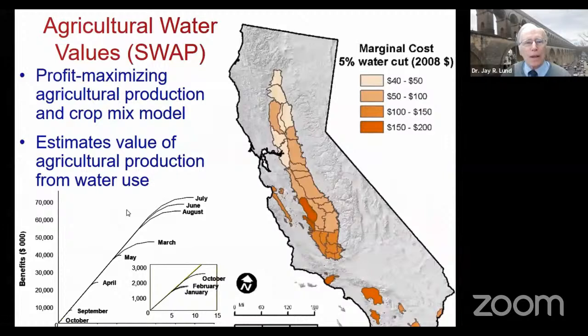Let me say a little bit more about the economic value functions for the system. So here we have, for the different months of the year, the economic values of water delivery for one region down in this part of the world. But you can see different parts of California have different marginal values for water delivery. And so the model will be allocating water among them.